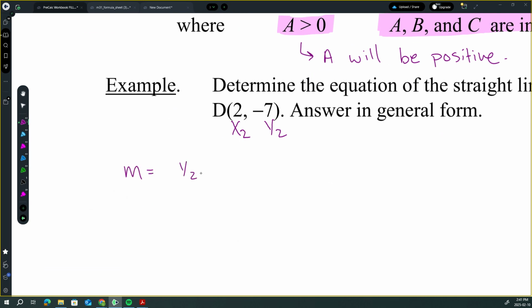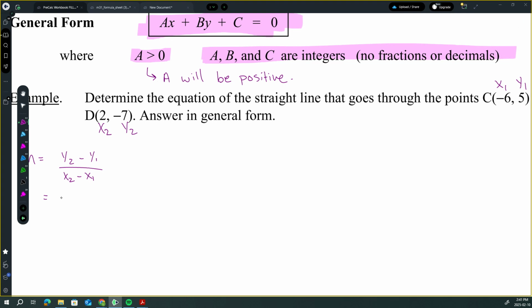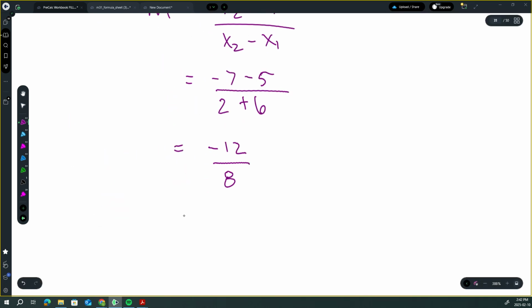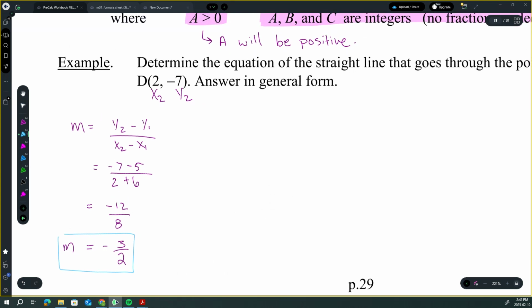So slope is equal to y2 minus y1 divided by x2 minus x1. So y2, that's negative 7 minus 5, or y1. x2 is 2 minus negative 6. So minus negative 6, same thing as saying plus 6. So evaluating, that's going to give us negative 12 over 8. Whenever you have a fraction, you should always simplify it. So this is going to reduce to negative 3 over 2. I'm just going to put a light blue square around that because that's not a final answer, but an important piece of the puzzle here.